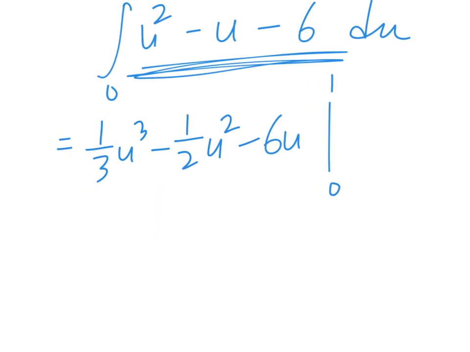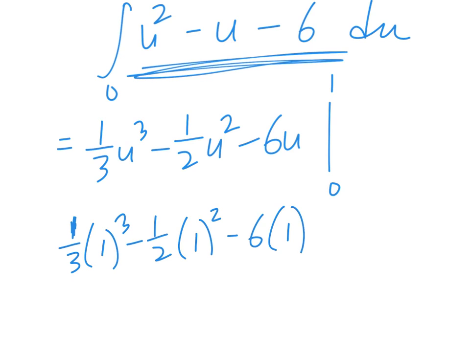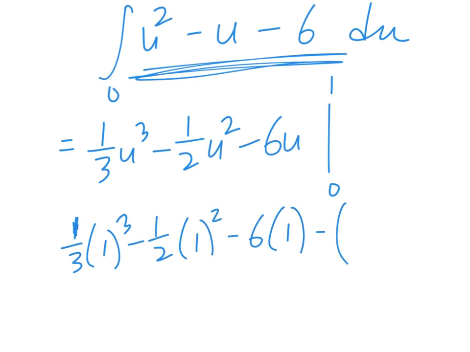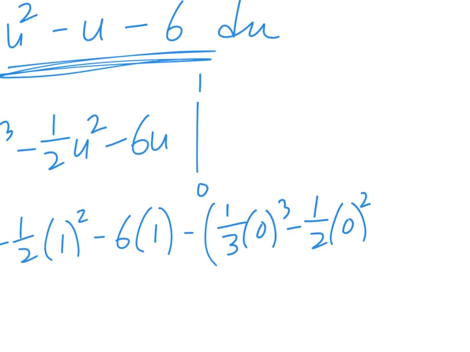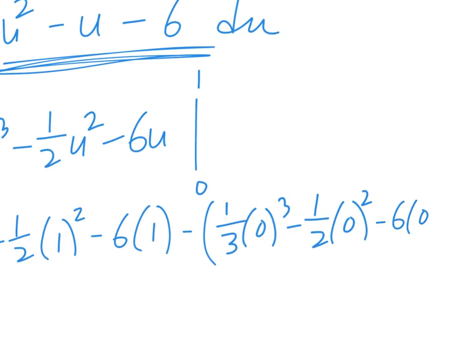Okay, so we are going to plug 1 into the whole thing, and then minus, put 0 into the whole thing. Okay, so 1/3 times 1 cubed, minus 1/2 times 1 squared, minus 6 times 1, and then minus the entire thing. This one is not very interesting because it's 0, so you could skip it if you want, but from this point on, it's probably not going to be 0. So I'm just going to show you how you would write this.